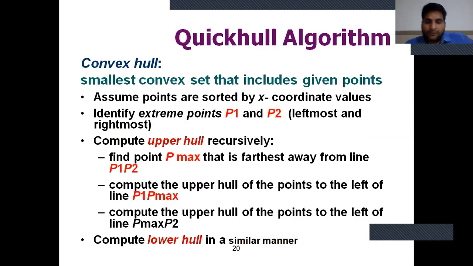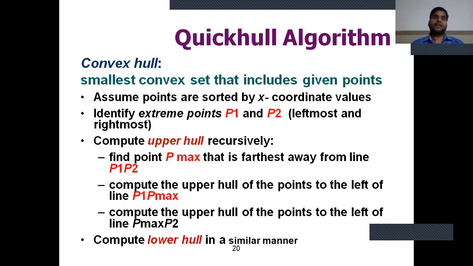Now next example of the divide and conquer approach is the quick Hull algorithm. In the quick Hull algorithm, the convex Hull problem is solved: we find the smallest convex set that includes the given points. So we assume the points are sorted by x coordinate value. Then we identify extreme points P1 and P2, leftmost and rightmost.